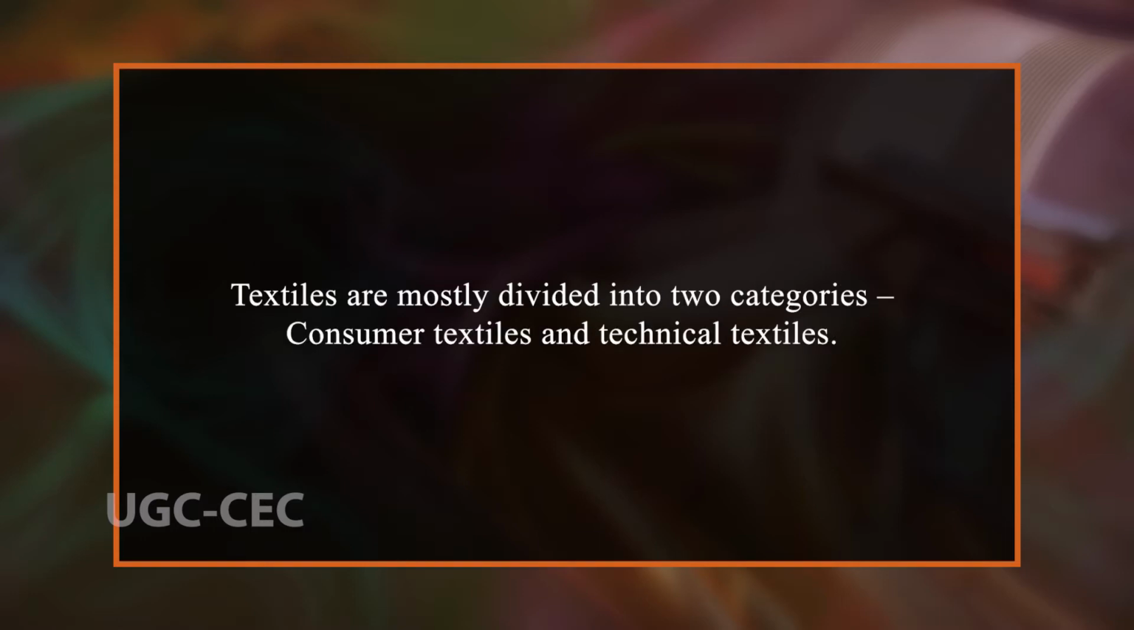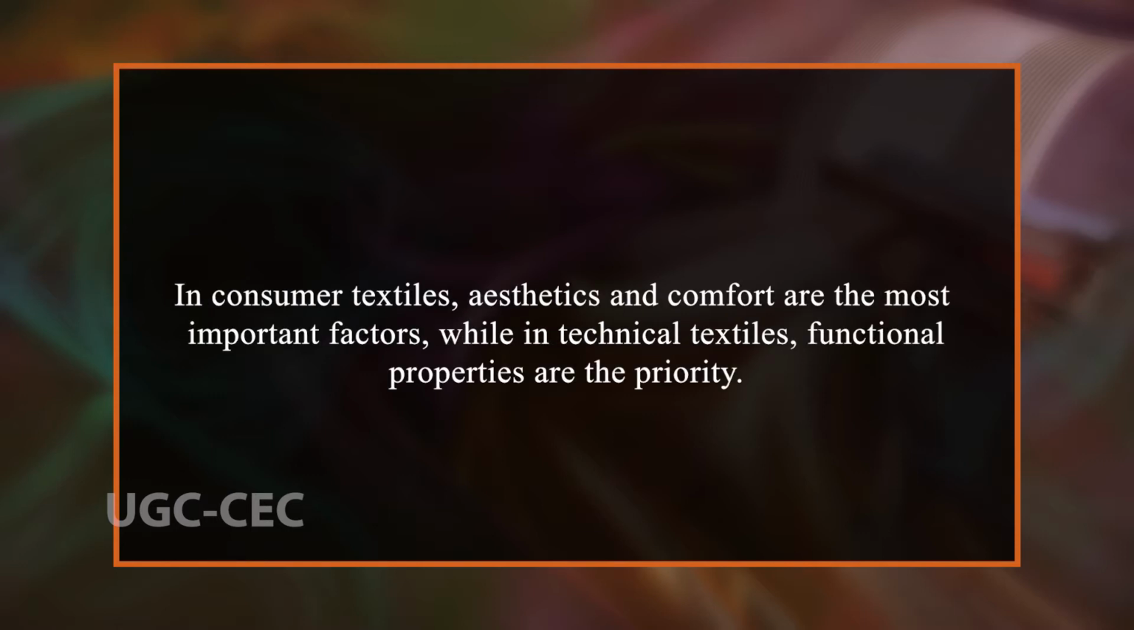Students, let's now discuss the different types of textiles. Textiles are mostly divided into two categories: consumer textiles and technical textiles. In consumer textiles, aesthetics and comfort are the most important factors, while in technical textiles, functional properties are the priority. Let's discuss them one by one.